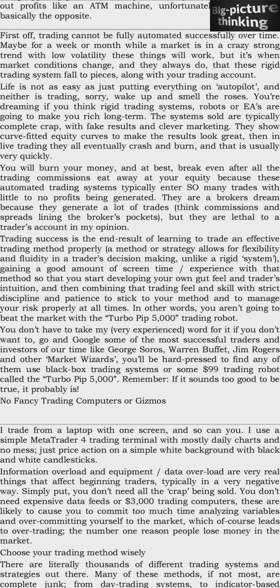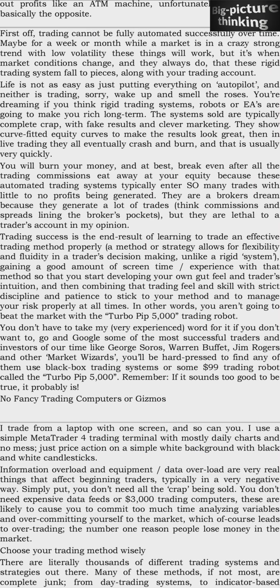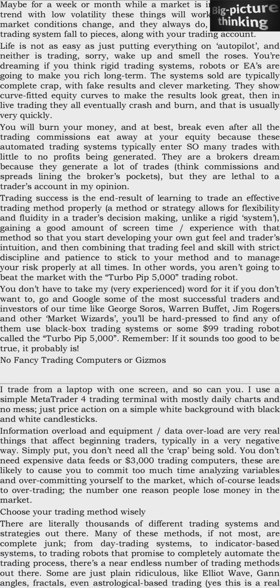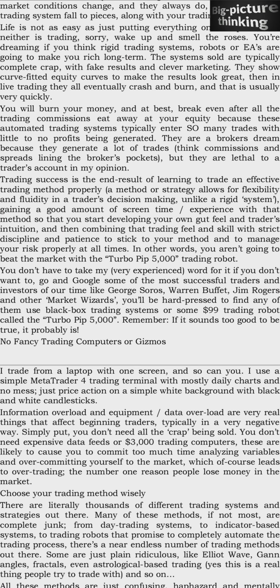Trading success is the end result of learning to trade an effective trading method properly. A method or strategy allows for flexibility and fluidity in a trader's decision making, unlike a rigid system. Gain a good amount of screen time experience with that method so that you start developing your own gut feel and trader's intuition, and then combine the trading feel and skill with strict discipline and patience to stick to your method and to manage your risk properly at all times.